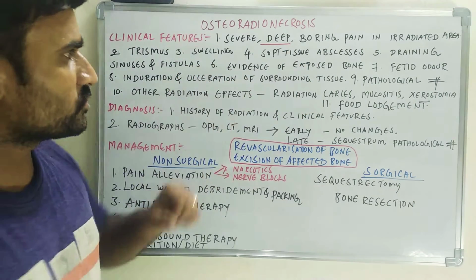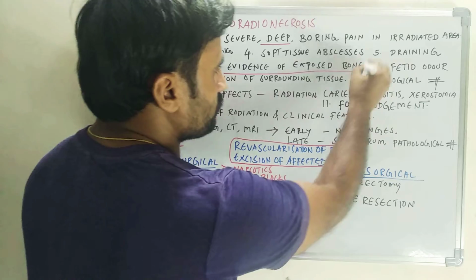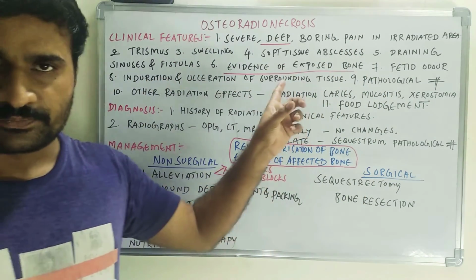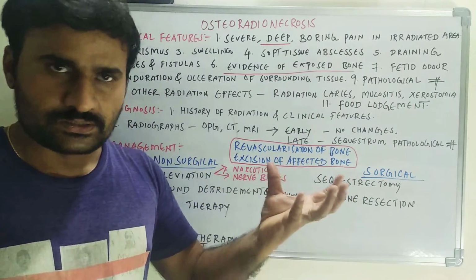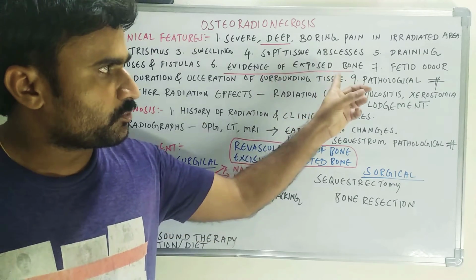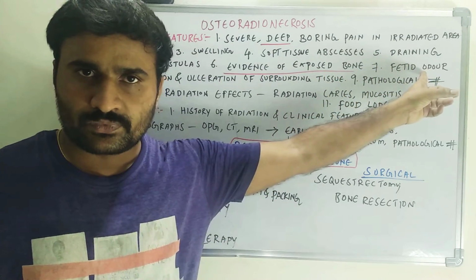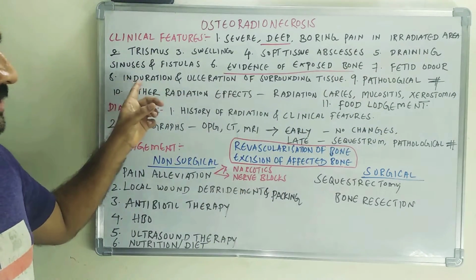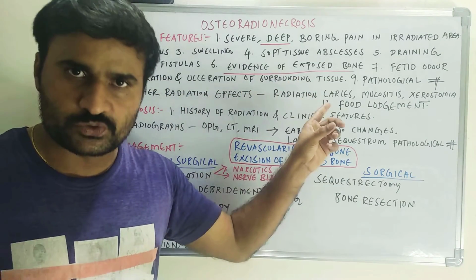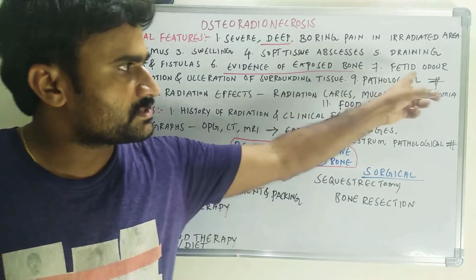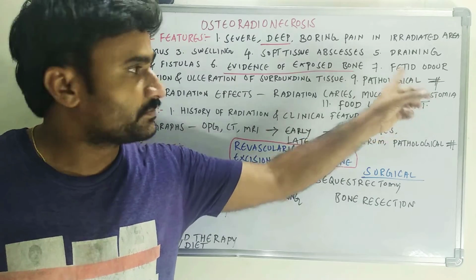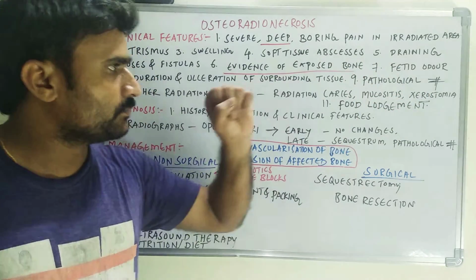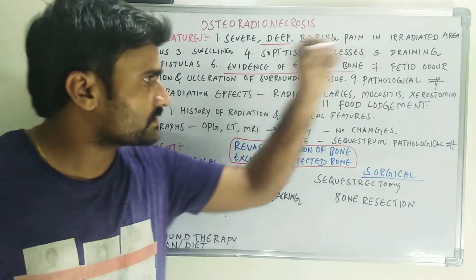Evidence of exposed bone. Exposed bone becomes yellowish. Bone looks yellowish. So exposed bone and fetid odor. Induration and ulceration of surrounding tissues. Pathological fracture. If the inferior border, lower border of the mandible is involved, it will result in pathological fracture.